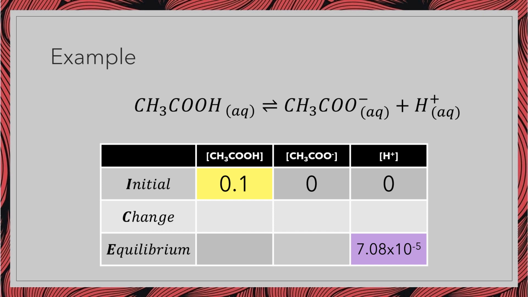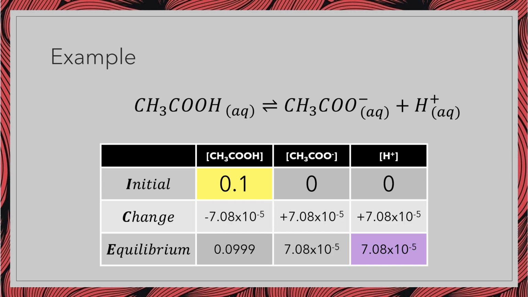Okay, now we have an ICE table we can fill in. Obviously the hydrogen ion concentration goes up by 7.08 times 10 to the negative 5. Same with the acetate. And the acetic acid goes down by that amount because it's on the opposite side of the reaction. And so we end up with 0.0999 moles per liter of acetic acid, 7.08 times 10 to the negative 5 acetate, and the same for H+.